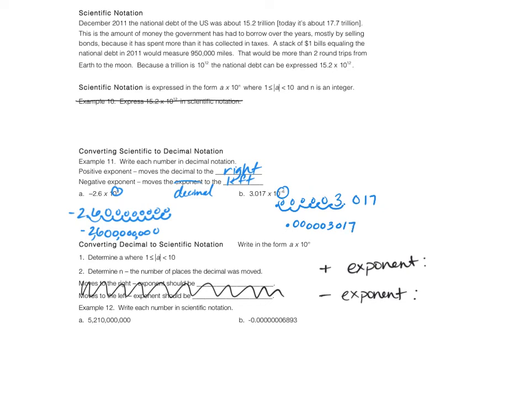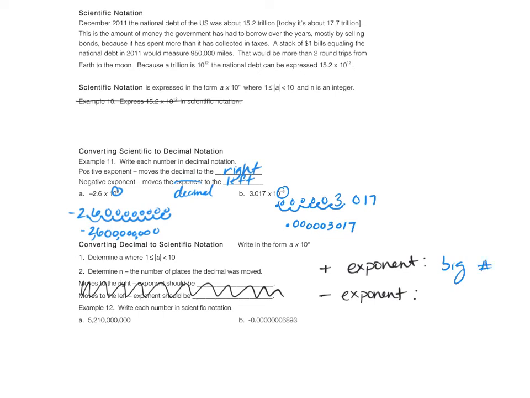To go the other direction and convert from decimal notation to scientific, the first thing you're going to do is determine the single number between 1 and 10 that you're going to use, and then you're going to figure out how many places you're going to move the decimal to get there. So essentially this is the other direction from example 11. So what you really need to know is that a positive exponent is a big number, so like trillions in the example given above.